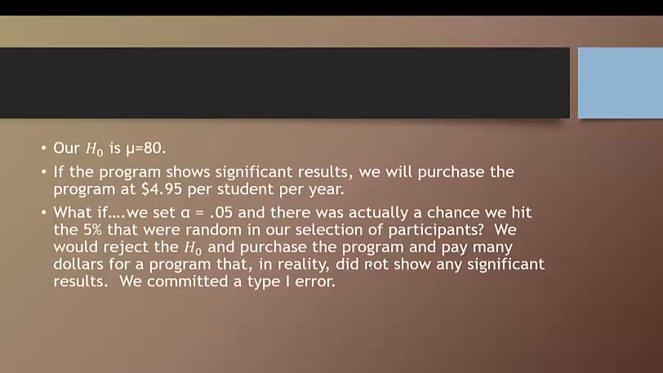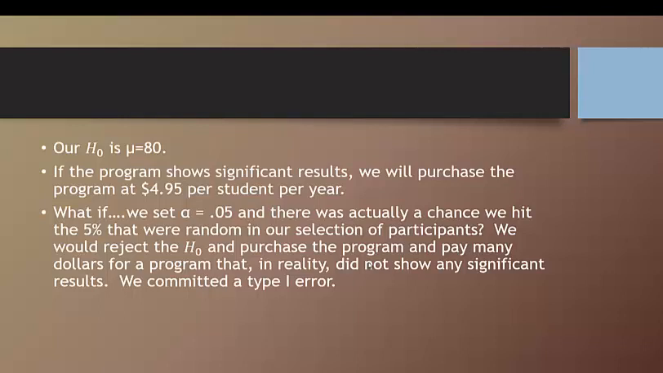what we saw was not random, and actually the participants we drew were in that 5% chance. Okay, and we showed that there was some statistical significance when in reality this was that 5% chance. And we reject our null hypothesis, we purchase the program, and we start paying $15,000 a year for this program, when in reality there's no significant difference. Okay?